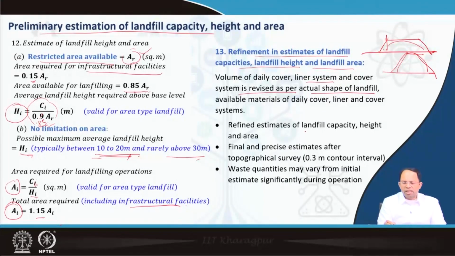So this has to be re-estimated as per the actual shape of the landfill, and also depends on available materials for cover, liners, available soil that would be used for making these particular liners and covers. So we have to refine the estimates for landfill capacity, height and area. So final and precise estimates after topographical survey. This topographical survey is done at 0.3 meters contour intervals, and waste quantities may vary from initial estimate significantly during the operation years. So all this will lead to refinement of the landfill capacity over the years, and we need to adjust accordingly.